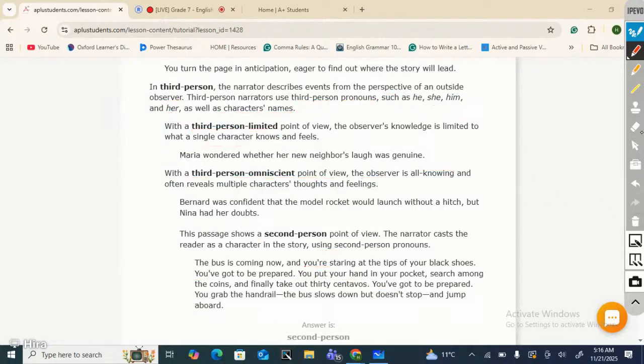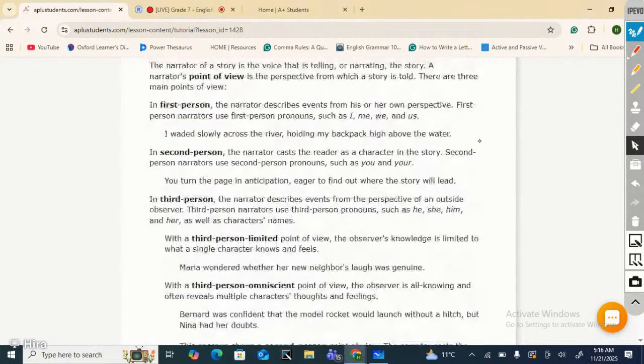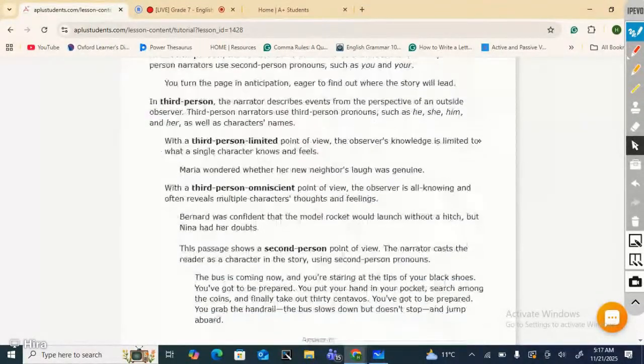So these are the three points of view that we have discussed. In first person, the narrator describes events from his perspective. In second person, the narrator casts the reader as a character of the story. In third person, the narrator describes events of the story from a third person, outside observer. And in third person, we have two other categories: third person limited, in which the observer is limited to the knowledge of a single character, and third person omniscient point of view, in which the observer is all knowing and can present the feelings and thoughts of multiple characters.